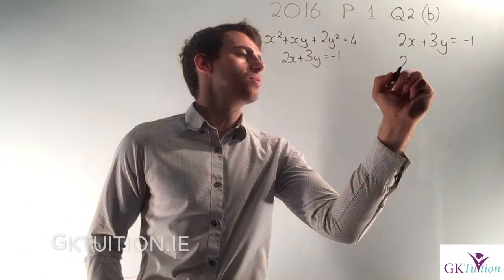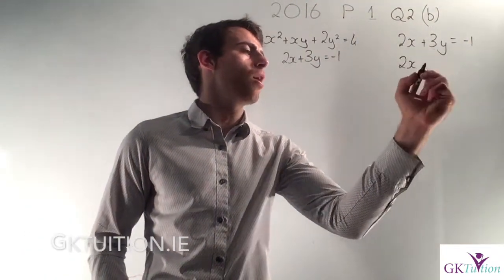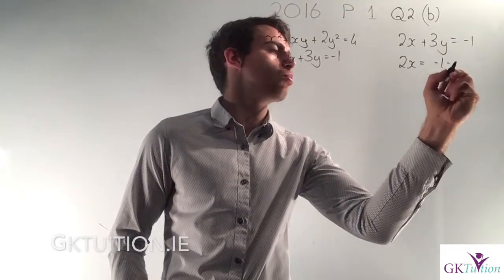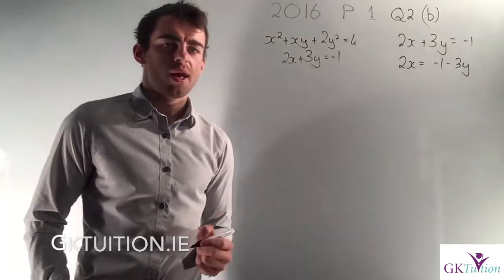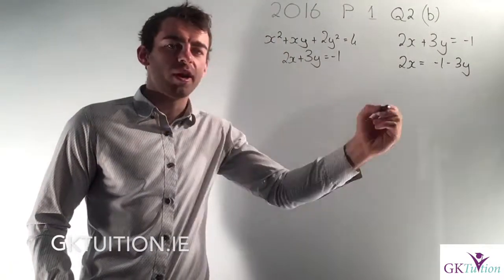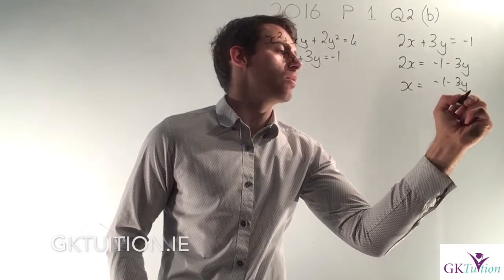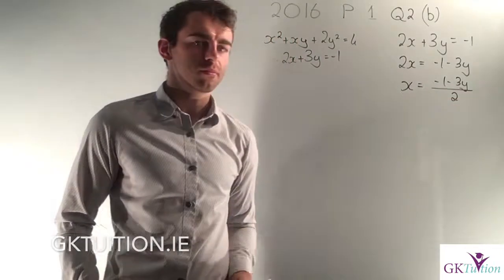The first thing I'm going to do is subtract 3y from both sides, which means I get 2x is equal to minus 1 minus 3y. Now I want to get x on its own, so I'm going to divide both sides by 2, which means I get x is minus 1 minus 3y divided by 2.